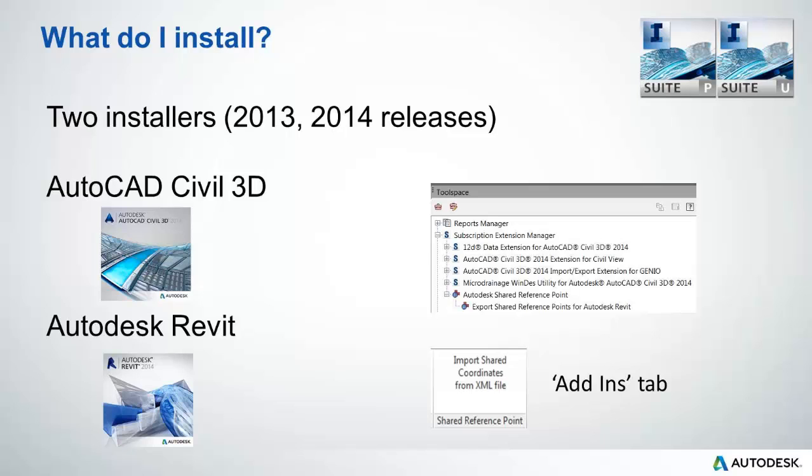There are two installers. It supports both 2013 and 2014 releases of both Civil 3D and Revit. For Civil 3D, you install an installer from the subscription website. This will add an extra item to your reports manager in the tool space. For Autodesk Revit, the installer will add an item within the add-ins tab.